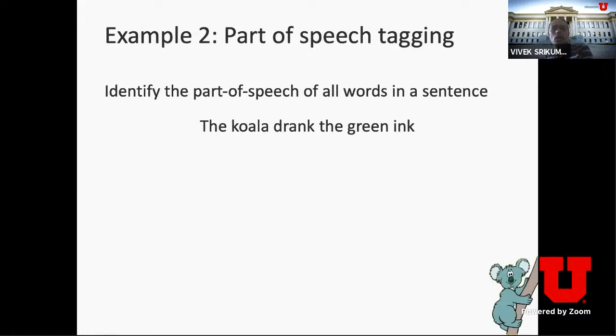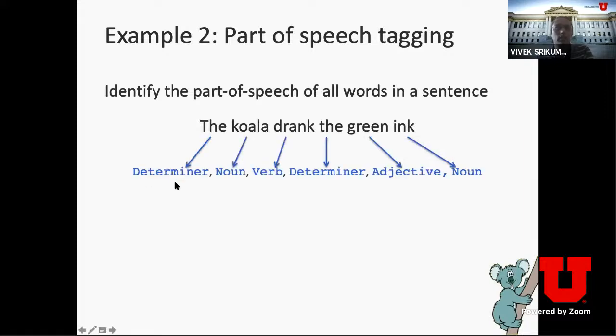Let's look at another example. Another task in natural language processing is called part-of-speech tagging. This is one of those tasks where the name essentially gives away the whole thing. The goal of the task is to tag every word in a sentence, like this thing here, with its part of speech. So the koala is a noun, drinking is a verb, green is an adjective, and ink is a noun. So this is a prediction task where we are given a sentence and we have to predict one label for every word here.